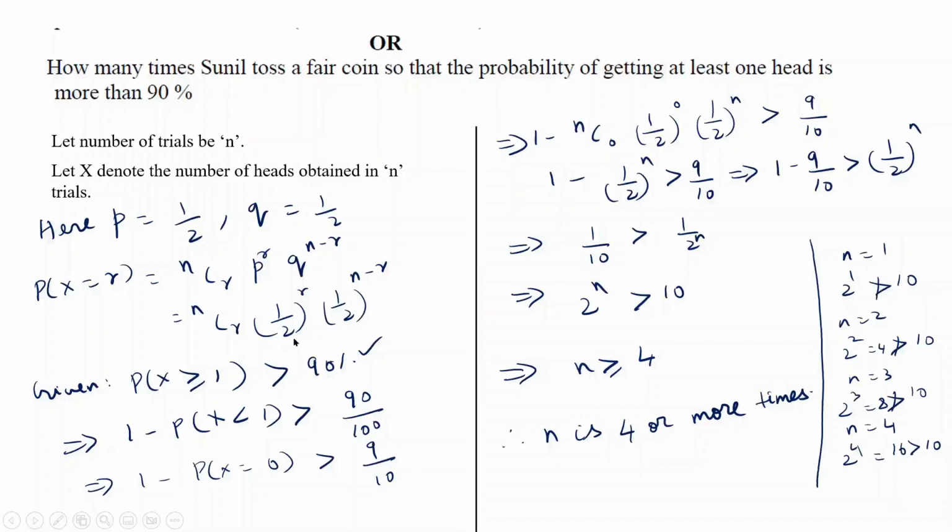Here, writing what is given, 1 minus probability of x equal to 0 greater than 9 by 10, up to this step carries 1 mark. Then writing the distribution and getting a relation for 2 raised to n, up to this step carries 2 marks. Then finding the value of n and all these steps carries 2 marks. So a total of 5 marks for this question.